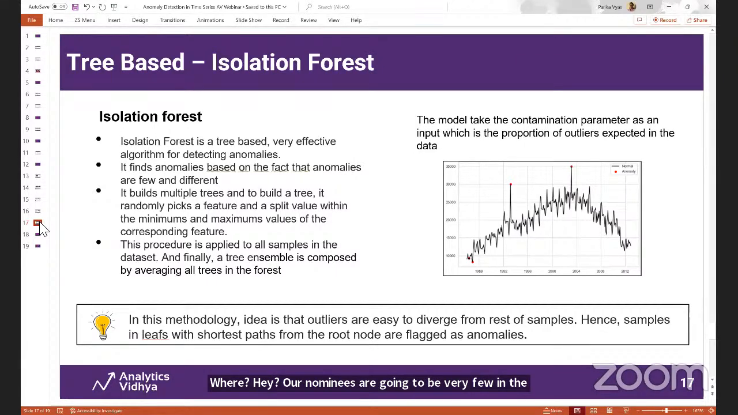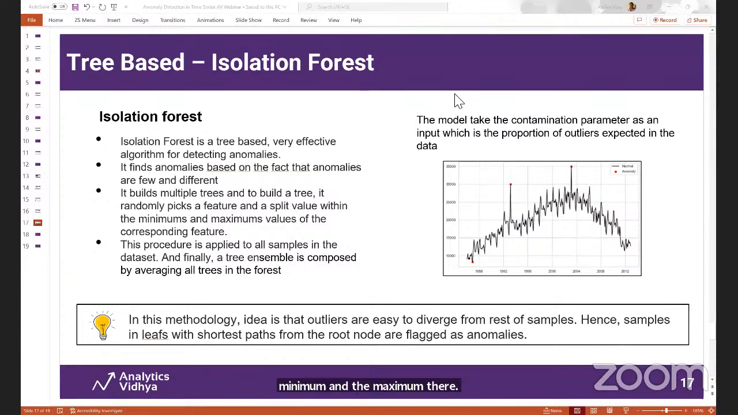So how do I say whether a point is an anomaly or not? Suppose I'm talking about the sales, right? I pick sales, and I start splitting it. I'm sure you must have heard about binary search trees, right? We take a mid value and we start taking a max and a min. So when we start splitting it, and we find values within the minimums and the maximums, there's a tree ensemble which is composed by averaging all the trees in the forest. And if the outliers are very different or diverging, present on the extreme ends of the data, the iForest is going to say that it's anomalous data, right?